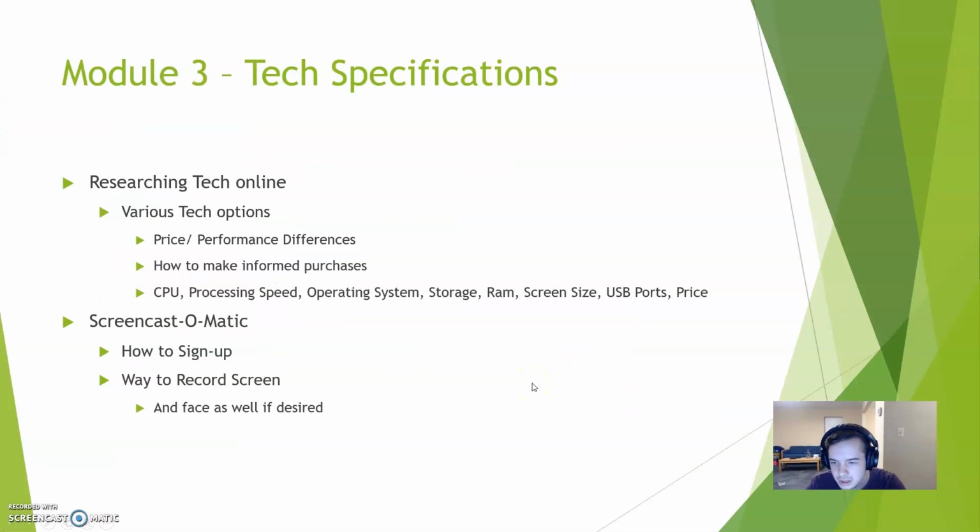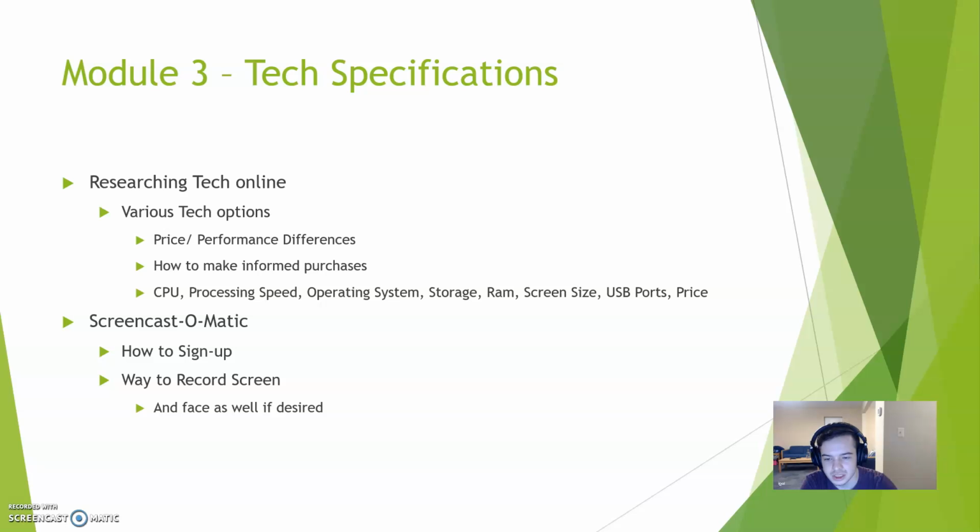So then module 3, we did research on tech specifications. We looked online at Best Buy and Apple.com to look at different operating systems and what makes different computers better, more expensive, and what are important pieces of a computer. So like the CPU, the processor, and the actual operating system that the computer uses. PCs use Windows. Macs use Macintosh OS. Chromebooks use their own thing, Chrome OS.